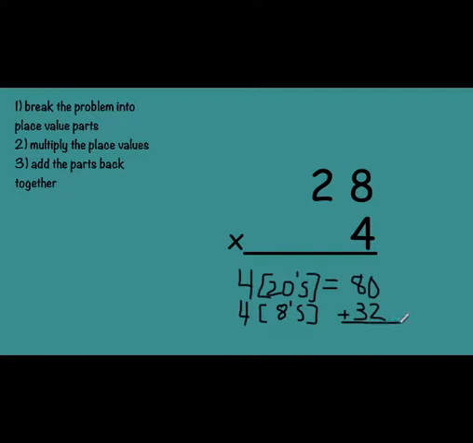I'm all done, so I want to add. I'm going to start with my biggest place value. I have 80 plus 30 would be 110. And then I have 2 plus 0, which was 2. And then I add these parts together. It's right way down here at the bottom of your screen. I'm going to put a little plus sign, and my final answer then would be 112.